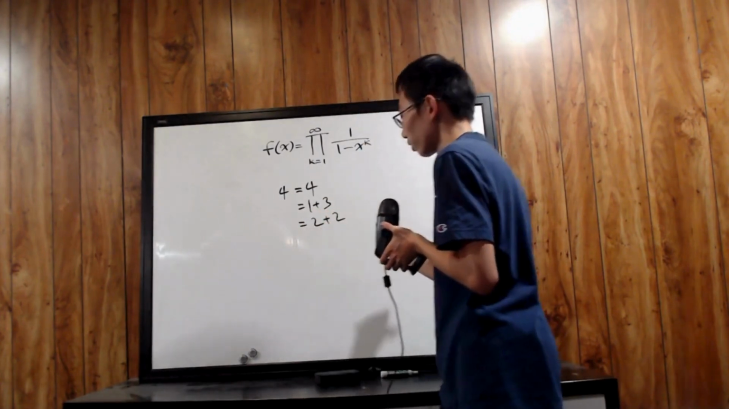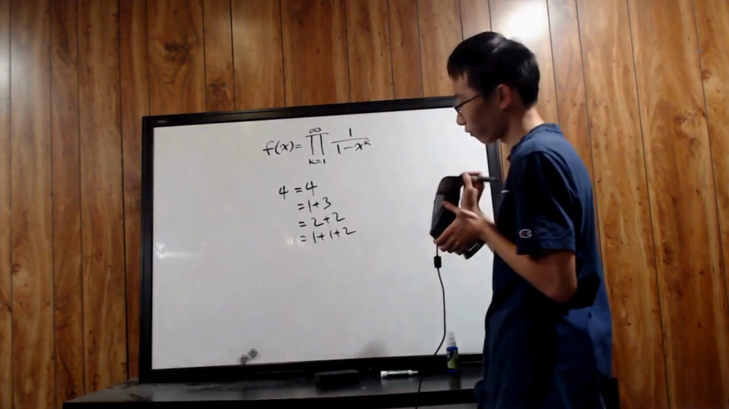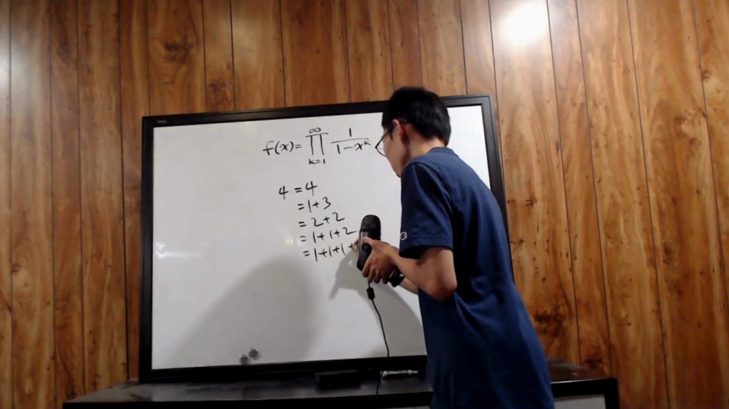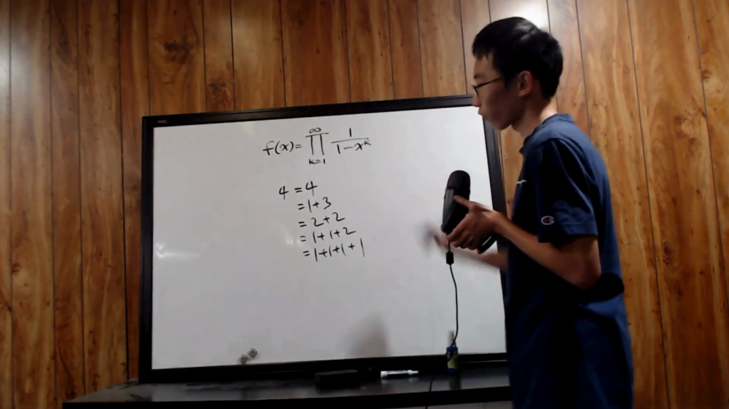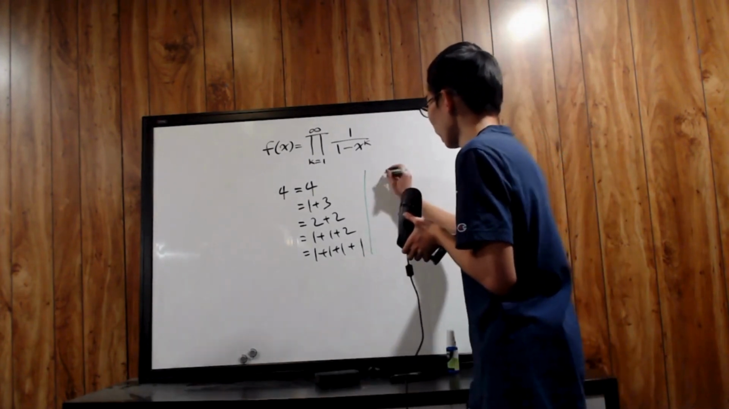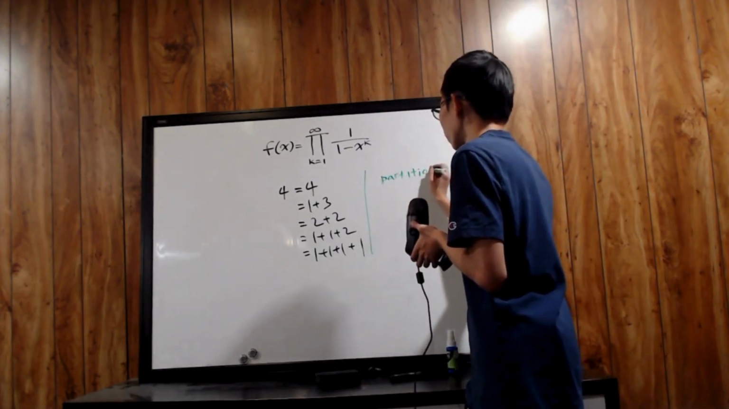This is considered different. We also have 1 plus 1 plus 2. And finally, we have 1 plus 1 plus 1 plus 1. Thus, there are 5 ways. Now, each of these ways, they are called partitions. So this is a term that we can use formally.